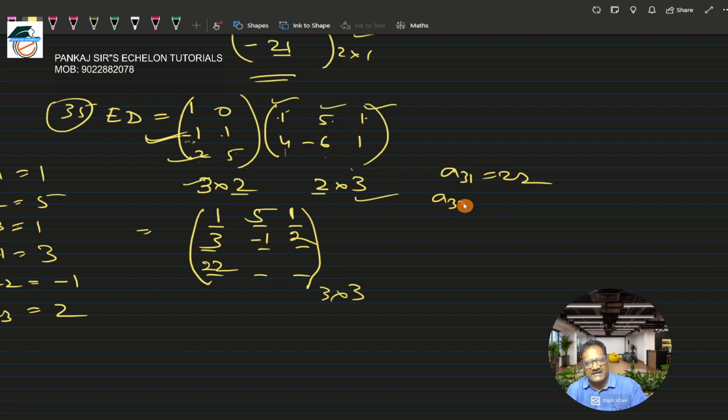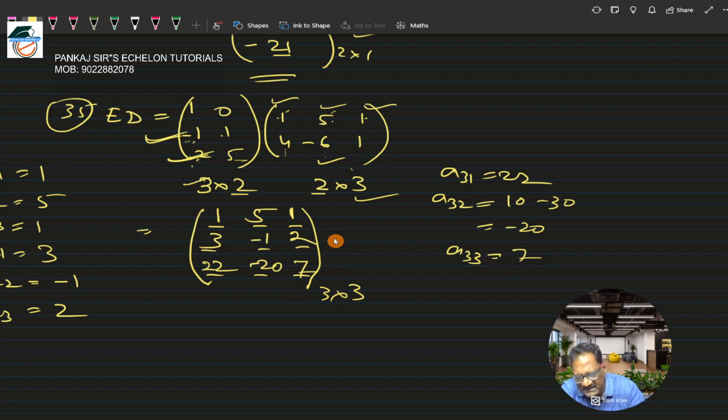Then A32. Third row, second column. 2 into 5, 10. 10 minus 30 is nothing but minus 20. And A33 should be third row and the third column. 2 ones are 2, plus 5 ones are 5. 2 plus 5 is 7. So this will be 7. Now this has to be our final answer. So let us check the answer behind.